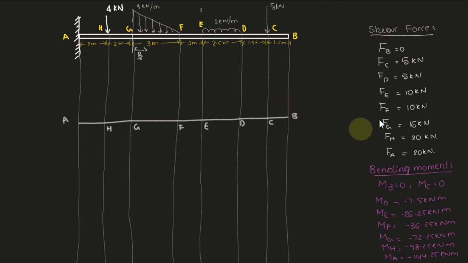So let us try to draw the diagrams. Shear force diagram. At B it is 0. At C it is 5 kilonewton. So there is no load up to C, so that 0 will be continued up to C. At C suddenly 5 kilonewton is being added as a shear force, and there is no load in between C and D, so that will be continued up to D. So that is of course 5 kilonewton. At D there is no load. At E you can see 10 kilonewton.